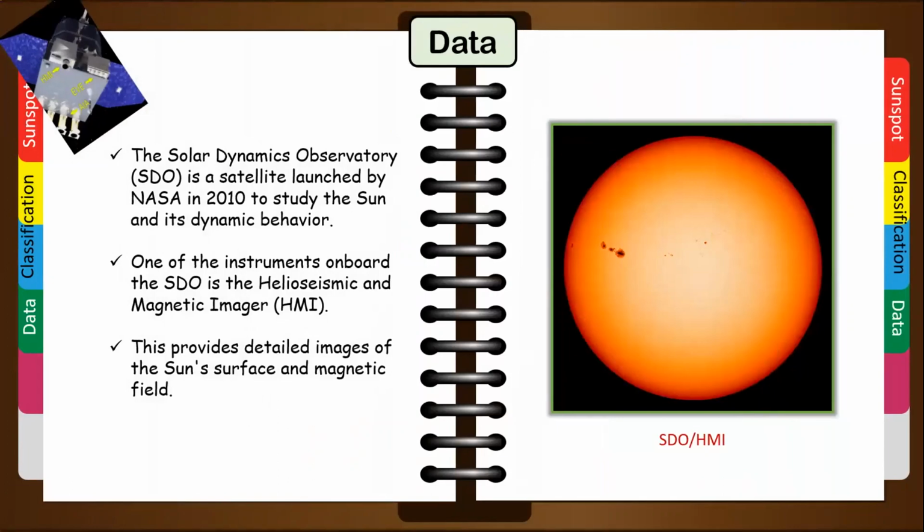So in this project, we'll use SDO-HMI data. This is an SDO-HMI intensity continuum image. SDO is the Solar Dynamics Observatory, which was launched by NASA in 2010. The SDO has many instruments. One instrument is HMI, the Helioseismic and Magnetic Imager, and this HMI looks at the photosphere of the sun.